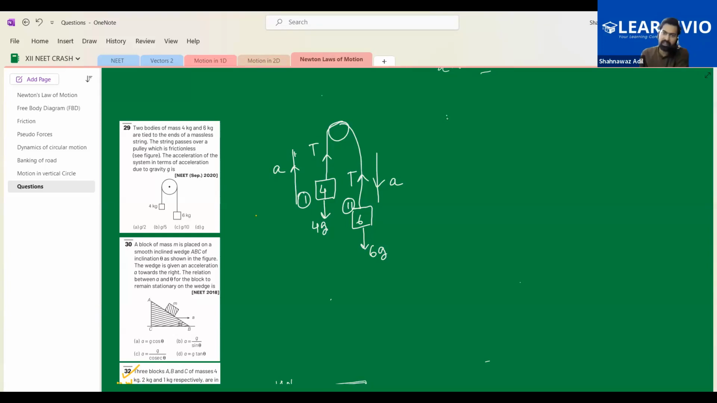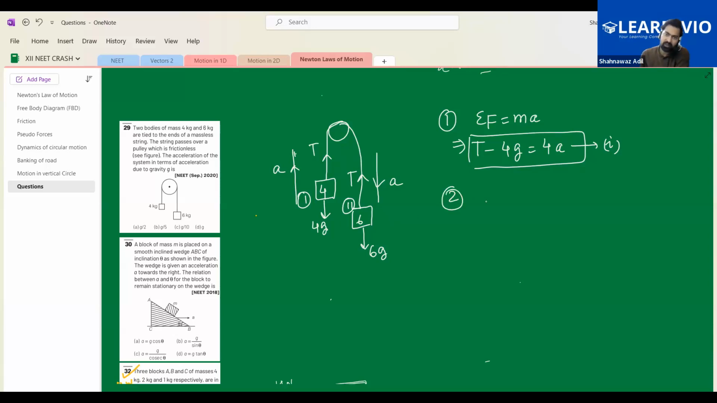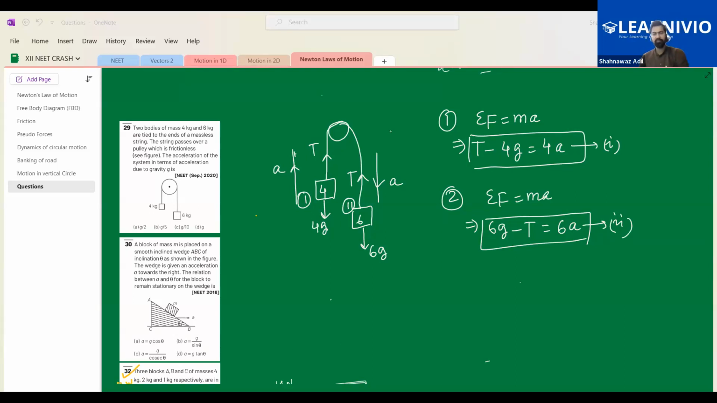I will directly write in part one. What would be Newton's second law? Summation of F is ma. In part one, tension along the direction minus 4g is 4a. So this is the first equation, right? Then in the second part, again summation of F is ma. This is going along 6g, so 6g minus T is equal to 6a. Are these two equations clear, Alia? Yes, sir.